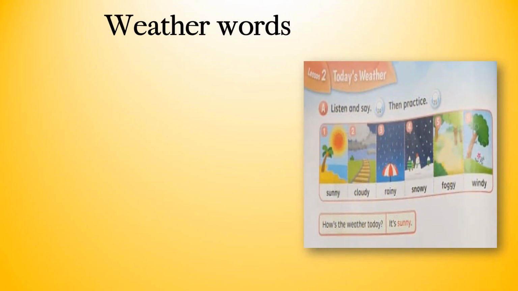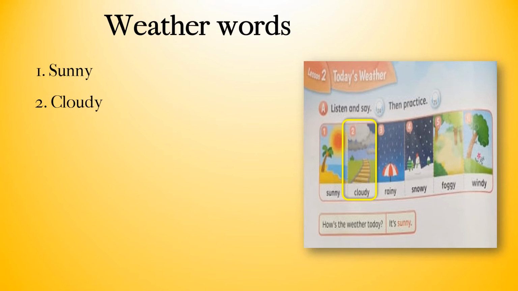Okay, so here are our weather words. These are the 6 weather words you will need to know for Unit 2. They might be in the Unit 2 test, so you need to practice them. Let's look at them. Number 1, sunny. It is sunny in Thailand every day. Number 2, cloudy. It is cloudy in Thailand sometimes, but it is still hot.